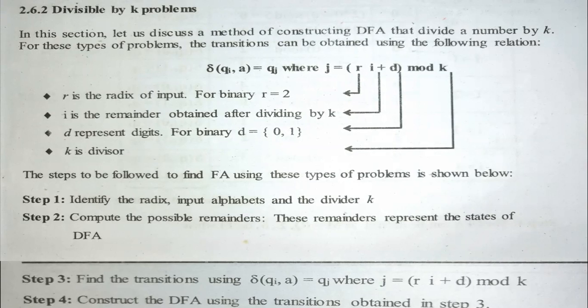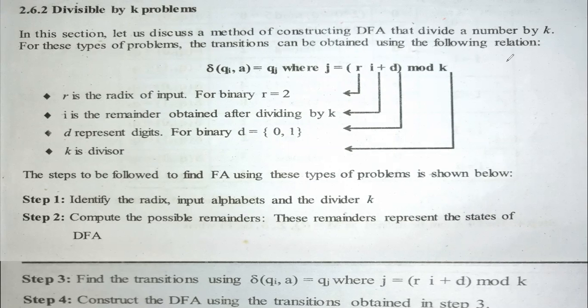In your question they will mention the value of k. Using that value of k, we need to start dividing the number. From that division, we need to extract some result. Using those values, we need to apply this particular formula. Remember, this is a very important formula if you want to solve the divisible by k problem, because the transition can be obtained using the following relation.